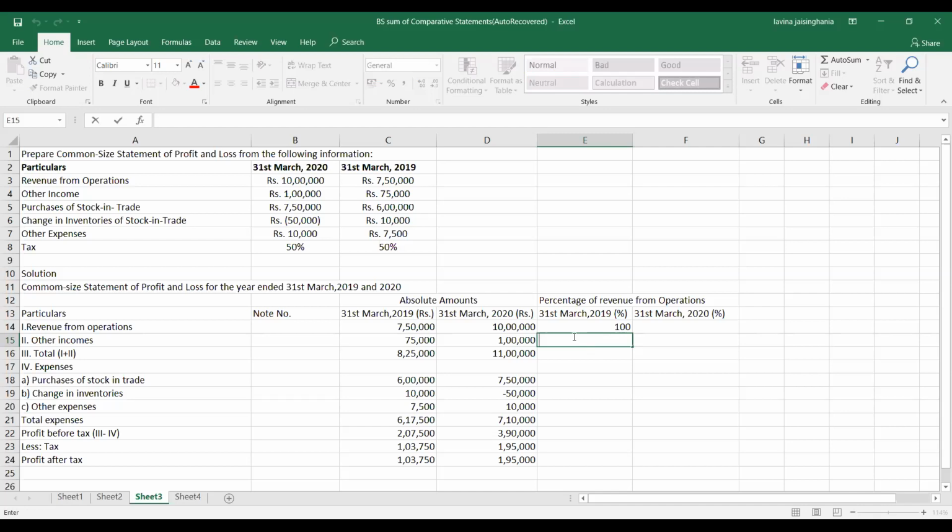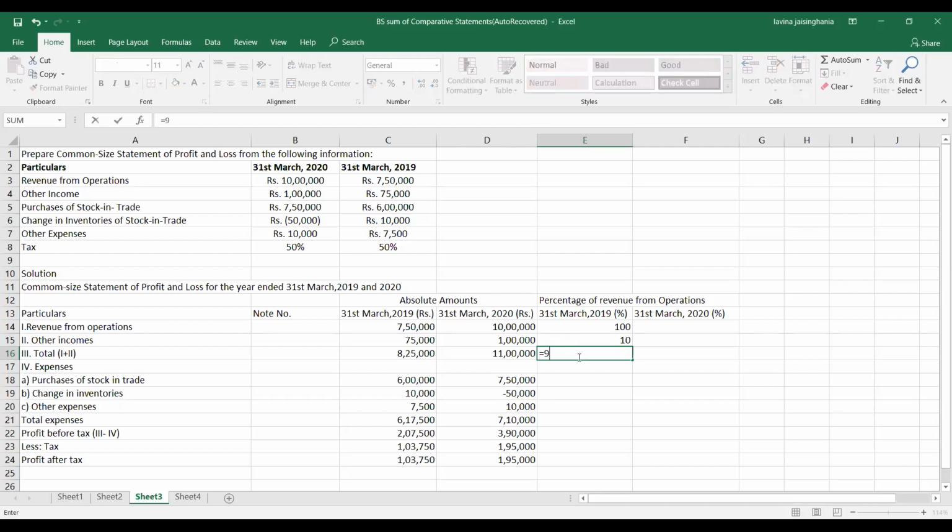So 75,000 into 100 divided by 7,50,000. So you'll get your answer as 10%. You can simply do the cross multiplication, 75,000 into 100 divided by 7,50,000. So the other income is 10% of revenue from operation. Similarly, you can do it for all the items.